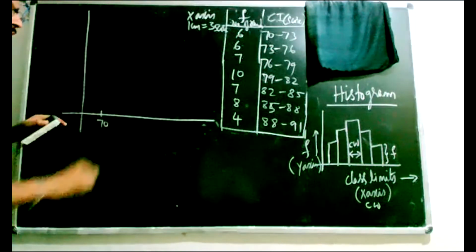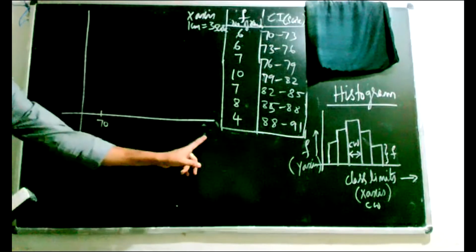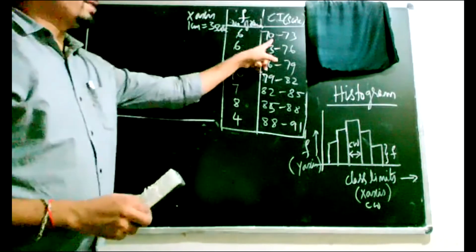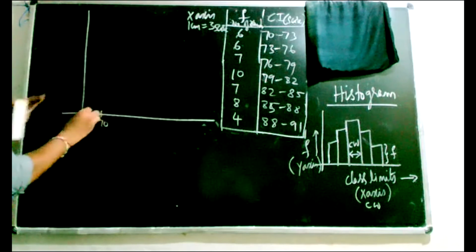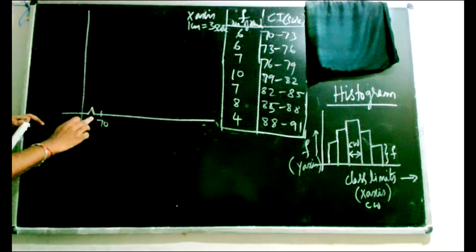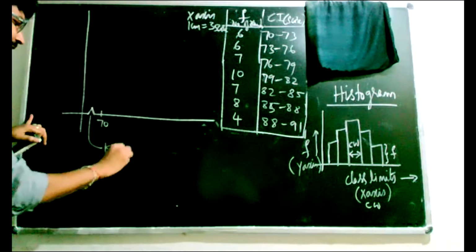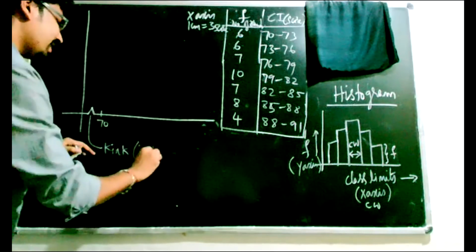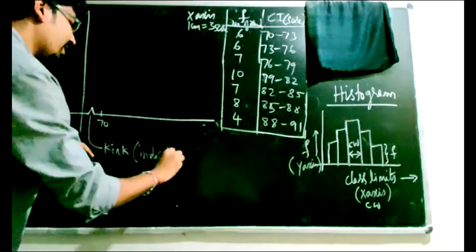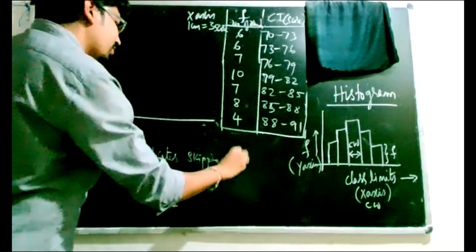Actually, when we take scale 3, we should start from 0, 3, 6, 9. But our data starts from 70 itself. So from 0 to 70, we don't need the values on the x-axis. So I'm just merging them, or I'm skipping the values. So this is the indication. This is called a kink or a break in the x-axis. It always indicates the skip of initial values. So if you're skipping certain values, then you use a kink.